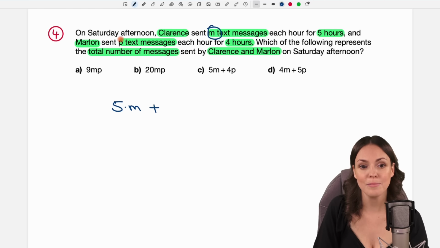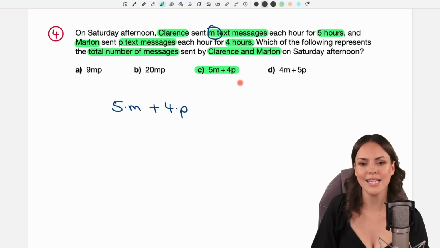So if he sends P messages each hour, and he does that for 4 hours, then he sends in total 4 times P messages. So these are the total messages, and this is answer C.